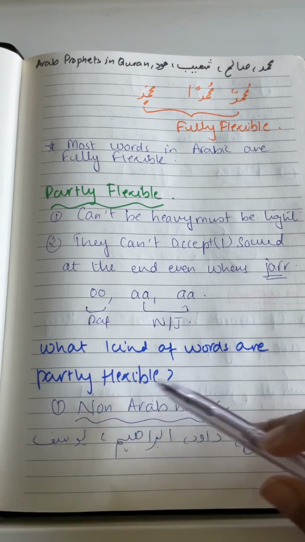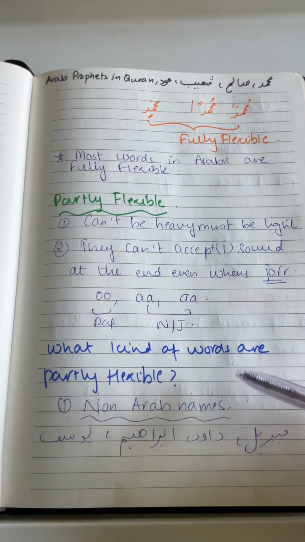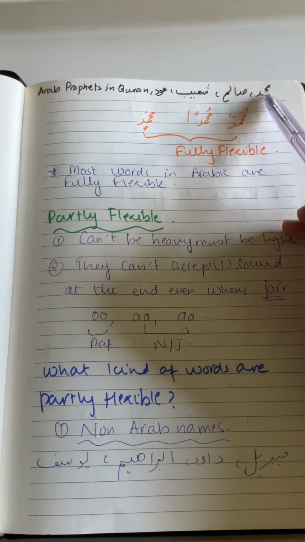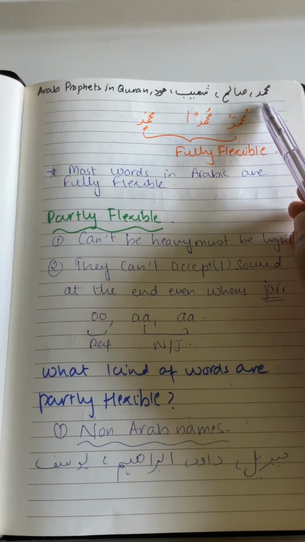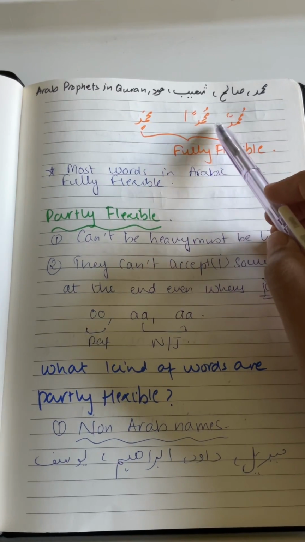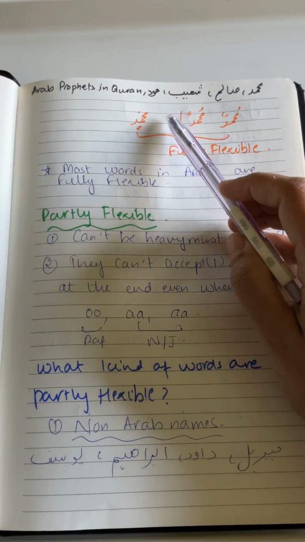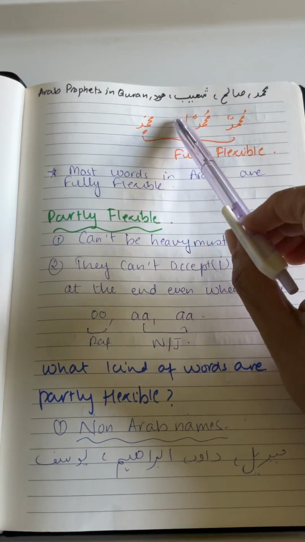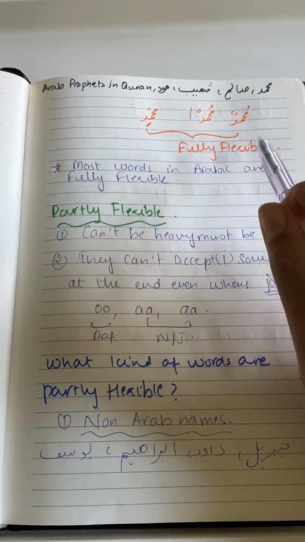Now what kind of words are partly flexible? First of all, non-Arab names. The only Arab prophets mentioned in the Quran are Muhammad sallallahu alaihi wasallam, Saleh, Shoaib, and Hud. So these names are fully flexible: Muhammadun, Muhammadan, Muhammadin, Salihun, Salihan, Salihin, Shoaibun, Shoaiban, Shoaibin, Hudun, Hudan, Hudin. They can have all three sounds, all three forms.